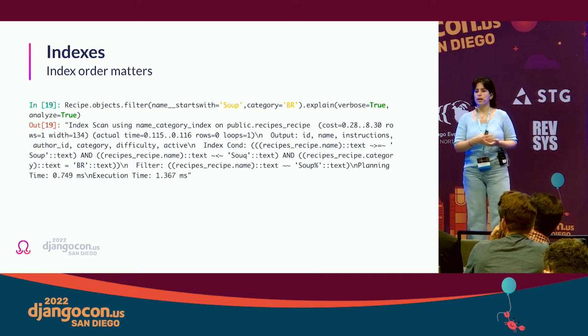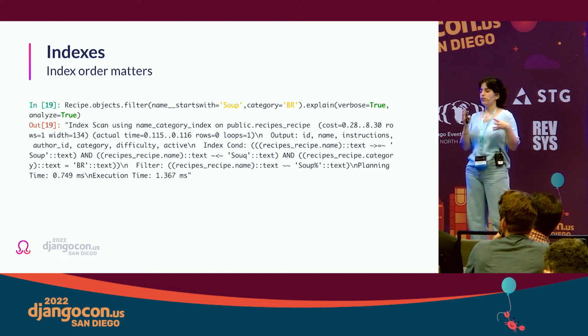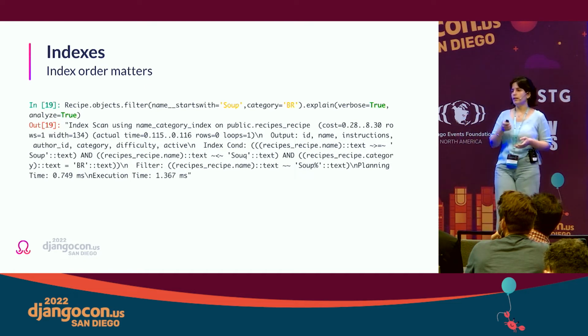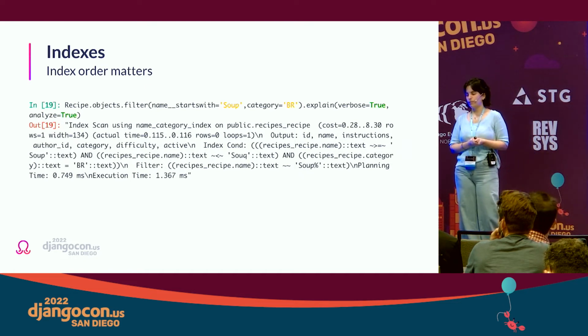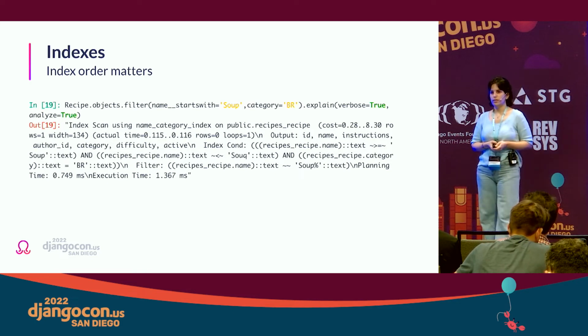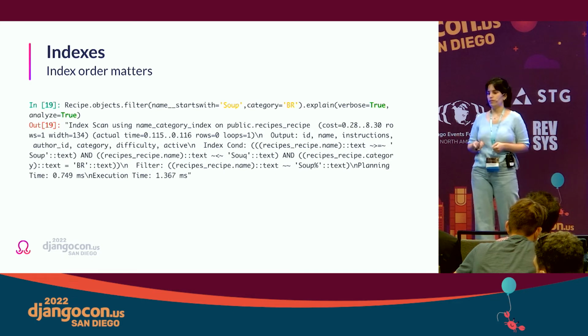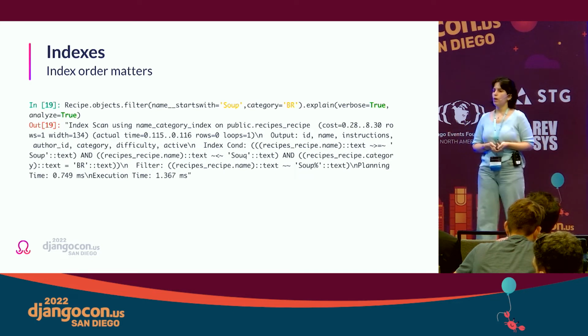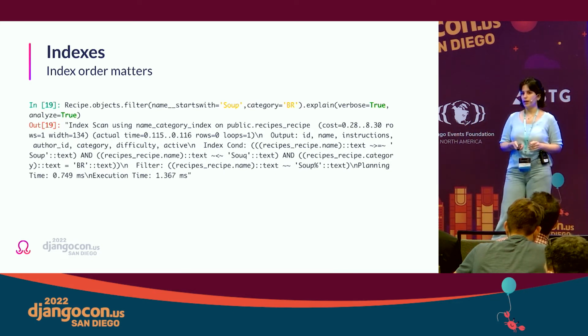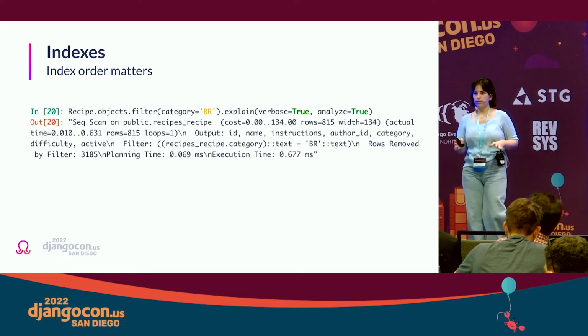What I'm doing here is I'm filtering the recipes that start with soup and have the category breakfast, and I'm explaining. I'm selecting explain, that is an operation that Django provides to see what the query optimizer is doing. Here I can see that the index scan is being used, so that's great. Let's see what happens if now I decide that I only want to query per category. Well, we can see that a sequential scan is being used, so the index is not being used.